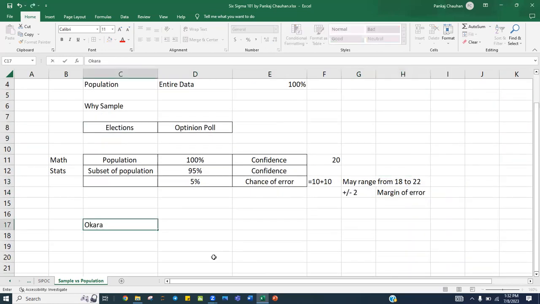Let's say you are going to buy okra, or let's say lady's finger, as we call it.